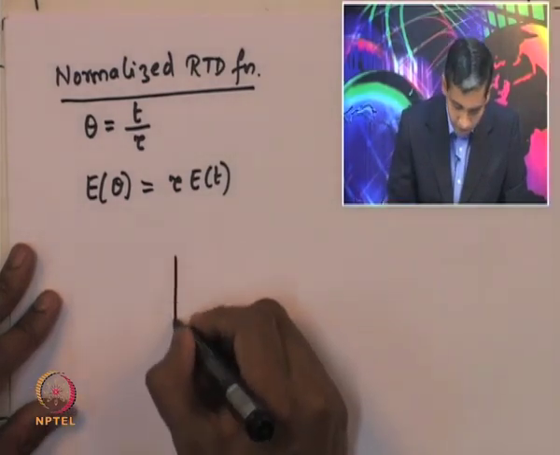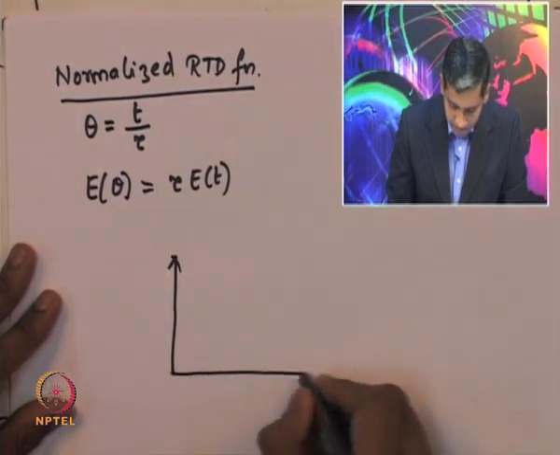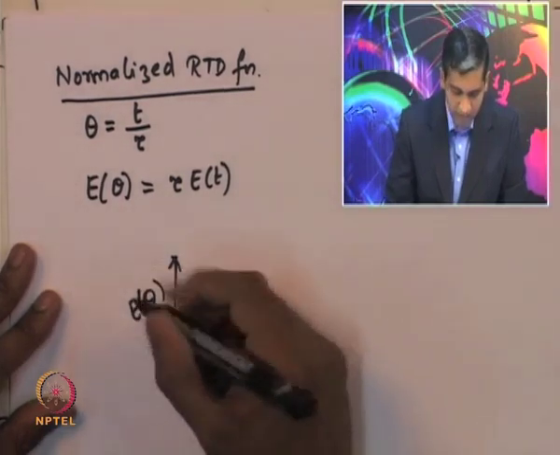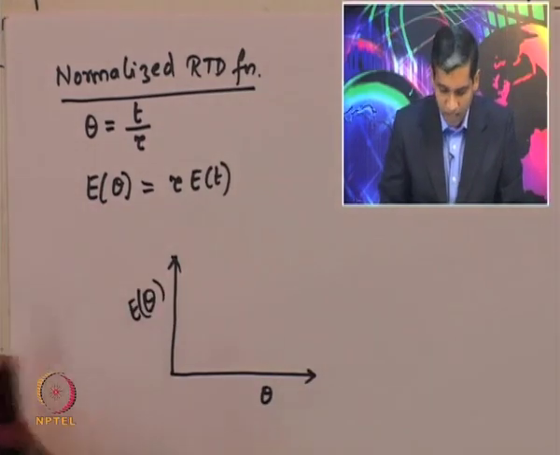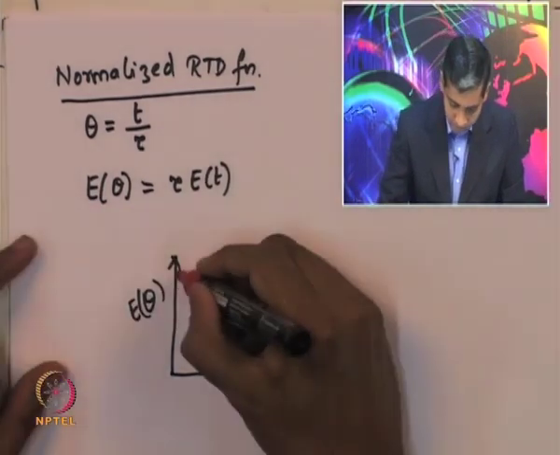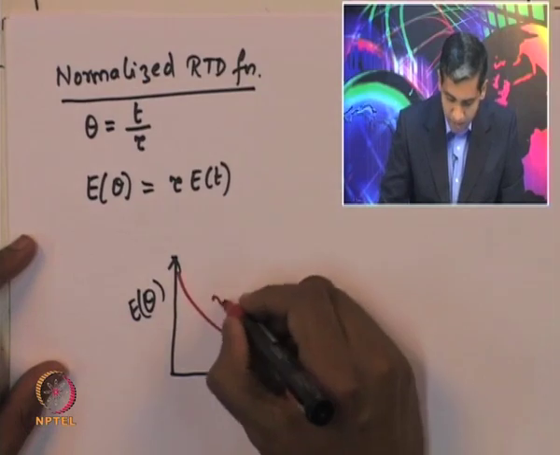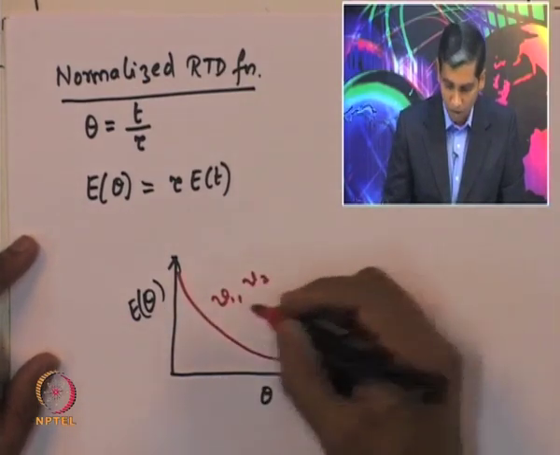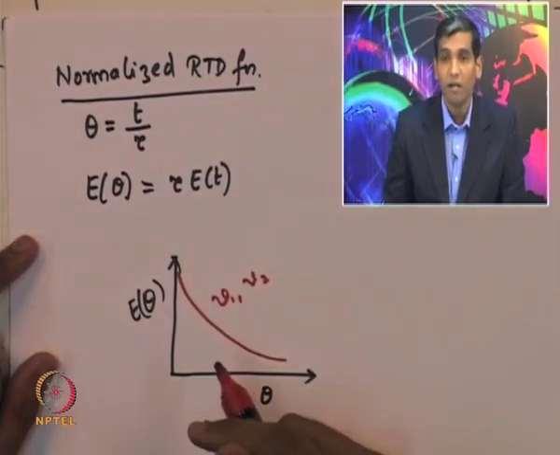So, if we look at the RTD curve of the normalized RTD function, the curve looks like this, so irrespective of whatever the volumetric flow rate is for a given reactor volume, the RTD function essentially looks like this.